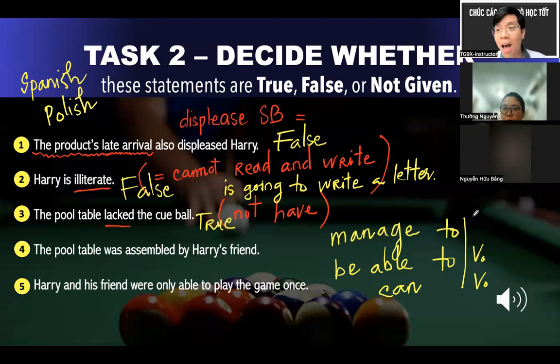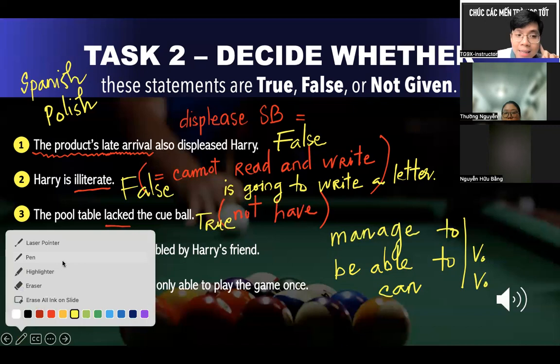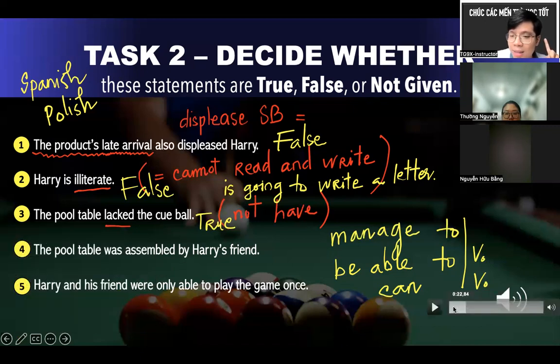For example, after 10 years learning English, I've managed to speak it fluently. After 3 weeks working out with my PT, I've managed to do it by myself. So manage to means can, but after a hard try, hard effort. And you will hear in the text, he said something like this. And this was quite difficult.